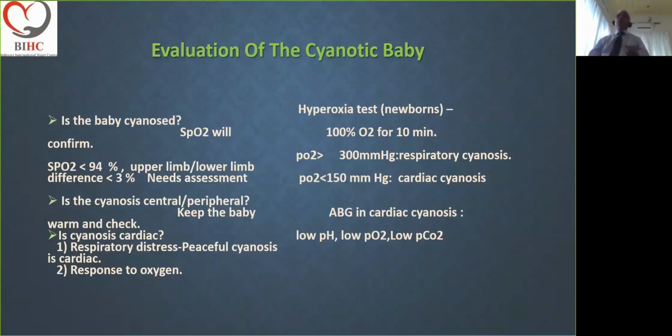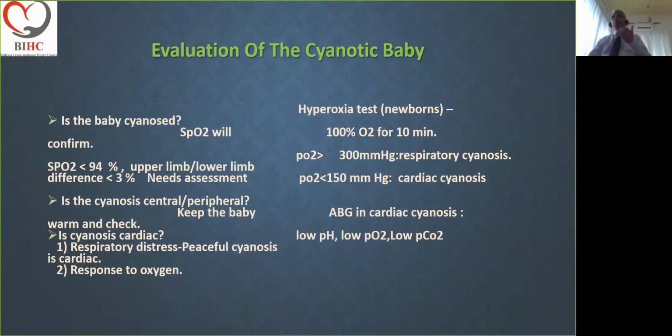If you give 100% oxygen through a head box for 10 minutes, and you have a very good PO2, say more than 300, you can think that that much improvement in the PO2 can occur only with a lung cause. It can't happen if there is a right to left shunt at the heart. So if the PO2 remains less than 150, it could be cardiac cyanosis. Rather than these absolute values, which your examiners might ask you, use this data with your judgment.